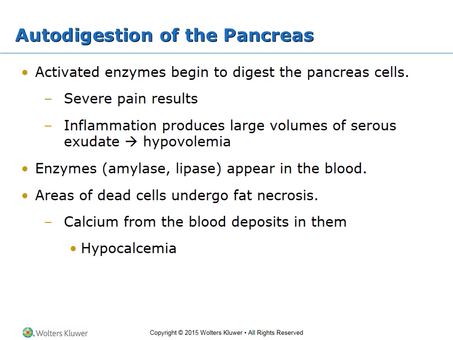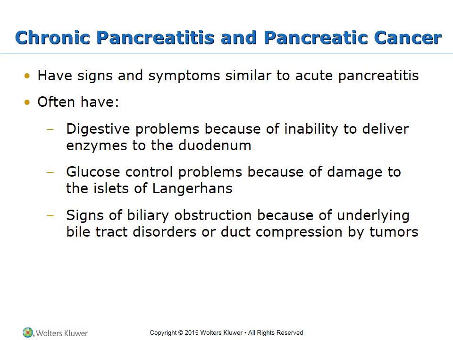And then we have issues of hypocalcemia. So areas of dead cells undergo fat necrosis, calcium from the blood deposits in them, and then we have low calcium in our circulating blood, but calcifications are going to be happening within the pancreas. Chronic pancreatitis and pancreatic cancer have very similar signs and symptoms to acute pancreatitis. Digestive problems, glucose issues, usually diabetes, even issues with biliary obstruction, maybe even tumors compressing that duct as well.